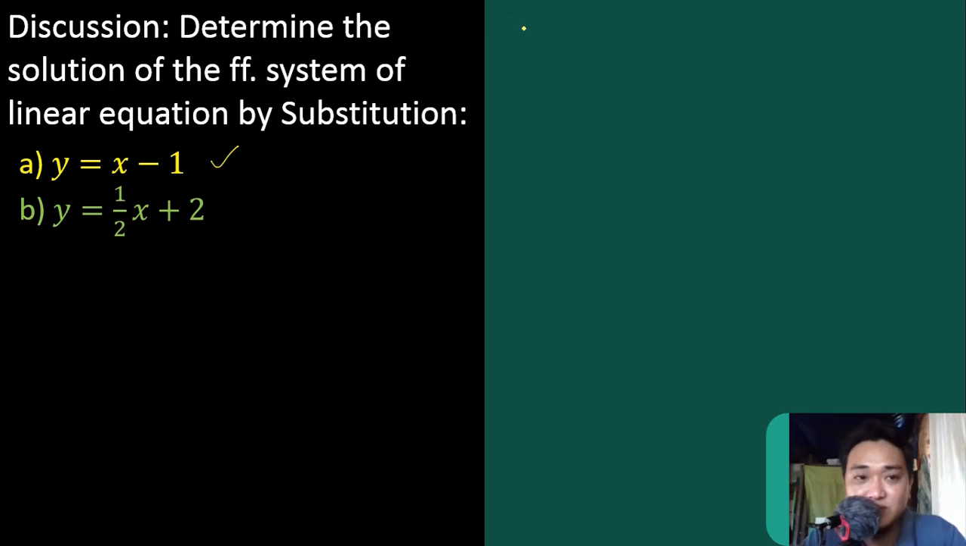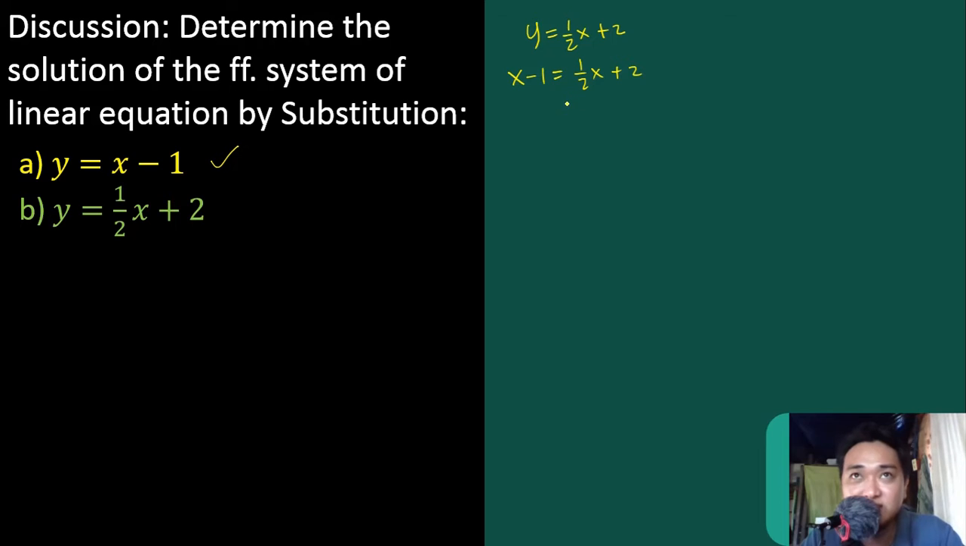So, the solution will be, let us just first copy, and y is equivalent to 1 half x plus 2. Let us substitute here the value of y with x minus 1 or the quantity x minus 1. So that is x minus 1 is equivalent to 1 half x plus 2. Ayan. And then, we're going to use, what is this? Mathematical manipulations or algebraic manipulations in order for us to find the value of x. Para yung x na lang yung matira later on.